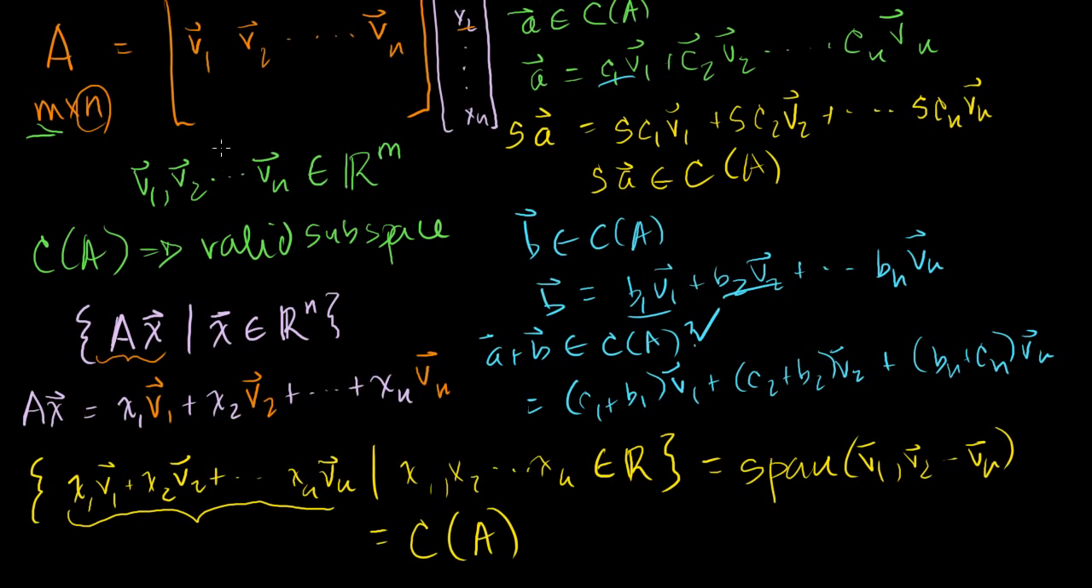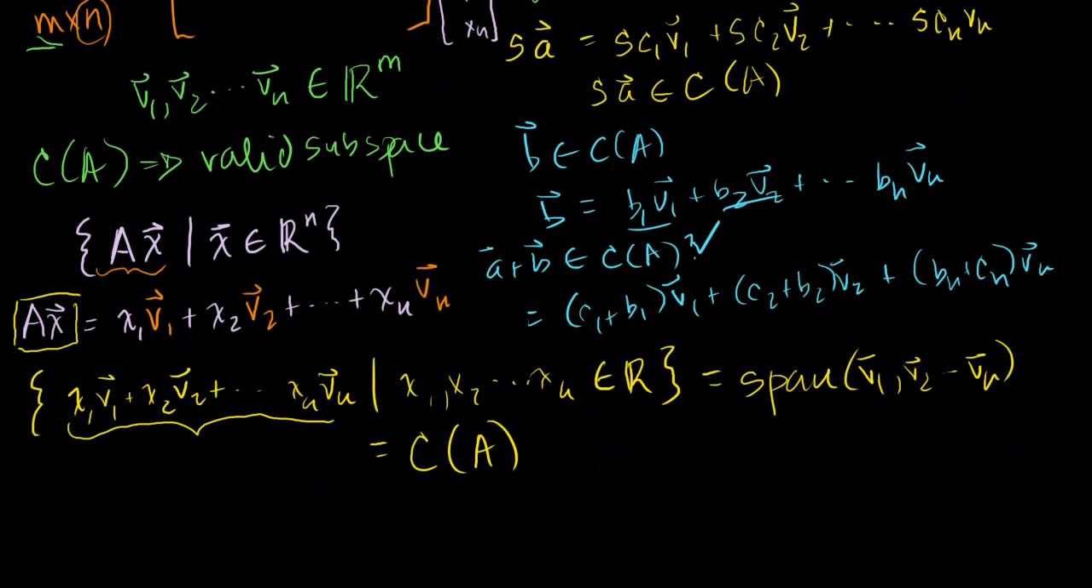So the column space of A, you could say, hey, what is the set of all vectors I can create by taking linear combinations of these guys, or the span of these guys? Or you can view it as, what are all of the possible values that Ax can take on if x is a member of Rn?